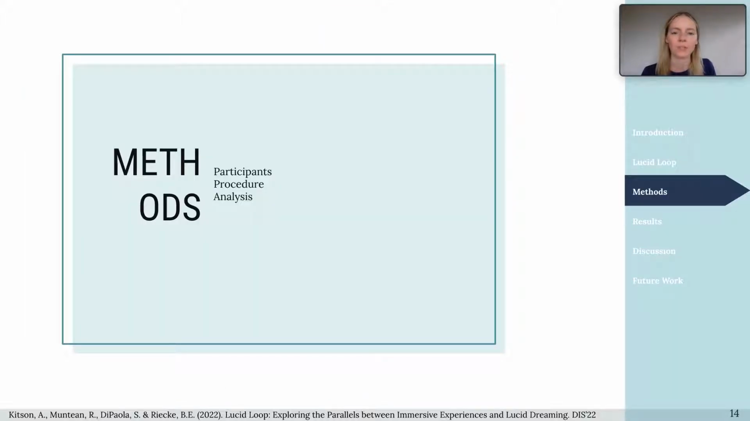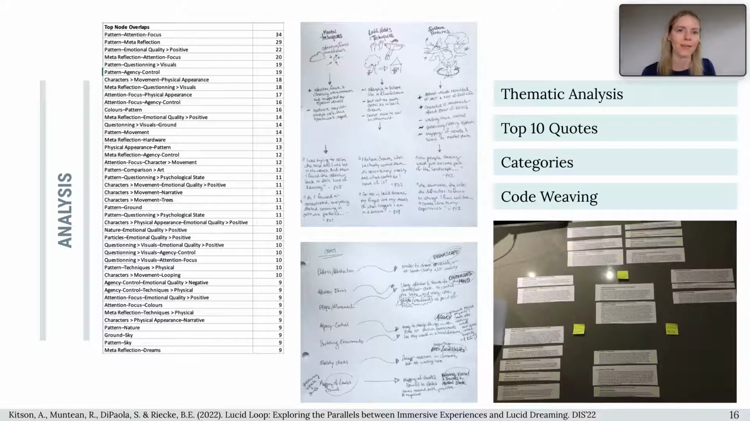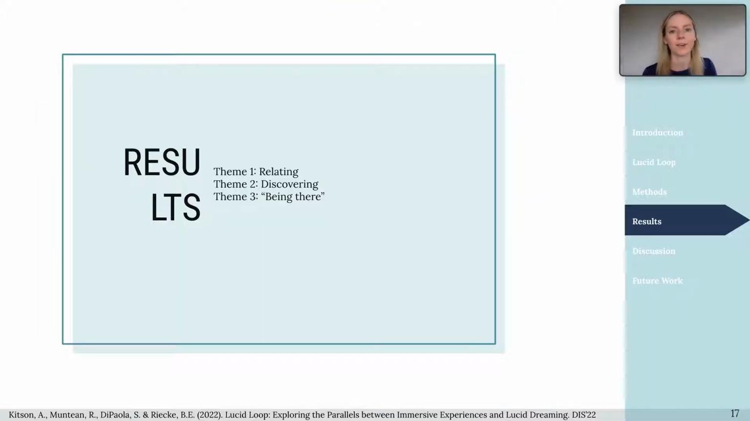After we developed Lucid Loop, we wanted to test it to see if lucid dreamers actually had an experience like this. So we recruited 9 active and proficient lucid dreamers, first through screening questionnaires. Then we showed them Lucid Loop, where they experienced it for 10 minutes. We recorded their experiences and then played that back to them while asking them questions, like what features were like their lucid dreams and what weren't. We used thematic analysis to arrive at 3 major themes: relating, discovering, and being there.